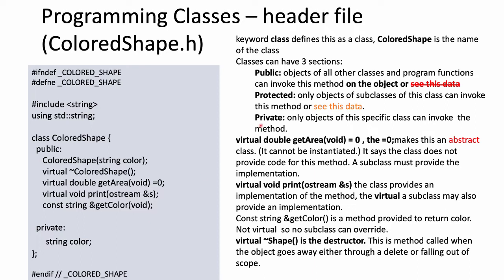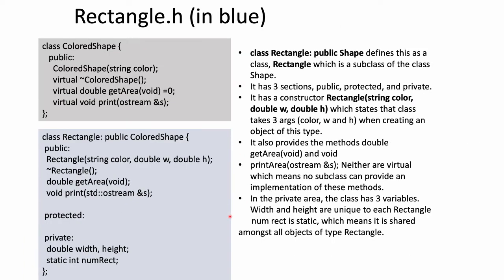And then private is limited to the class itself. So anything in private is only available to this particular class. Not even the subclasses can see this variable. If the subclasses need to get the color, they too have to come through this method that's in the public domain. So I believe I've covered everything on the right. You can read it yourselves, see if I've missed anything.